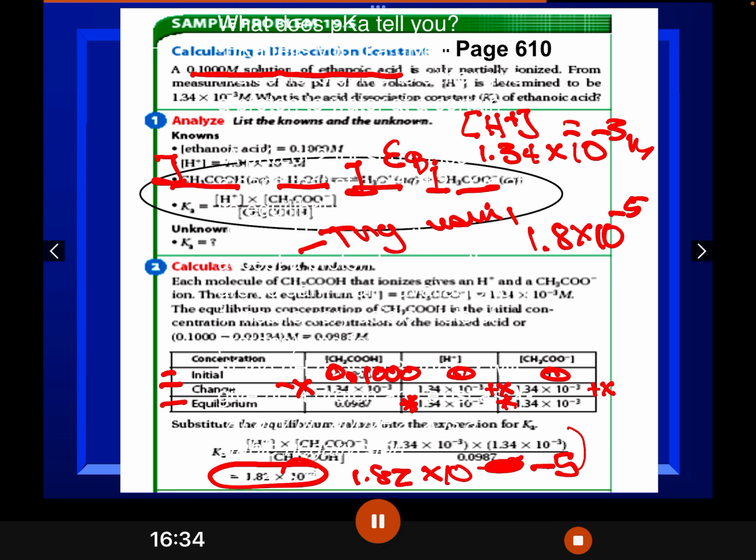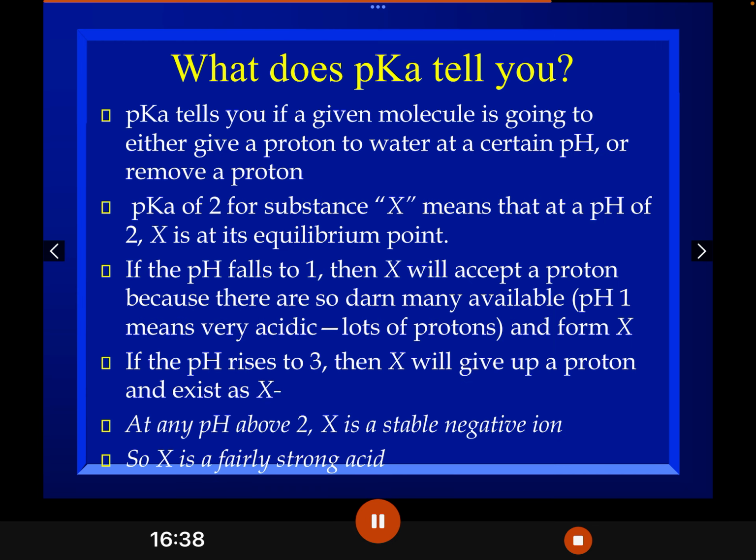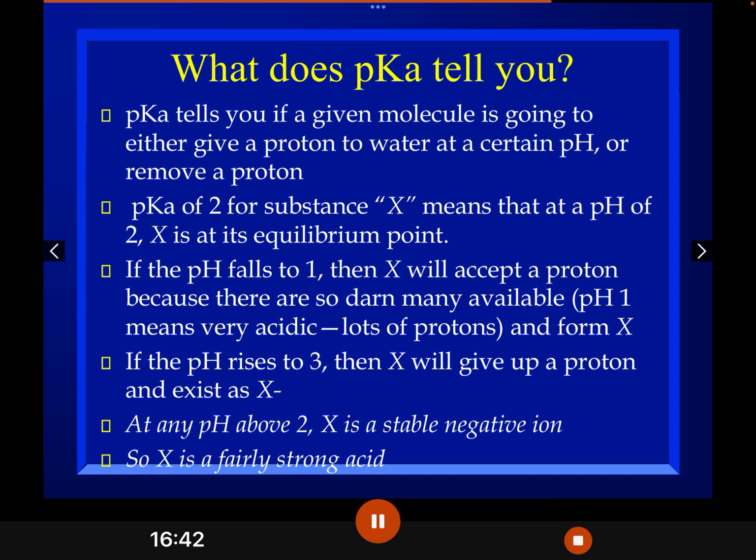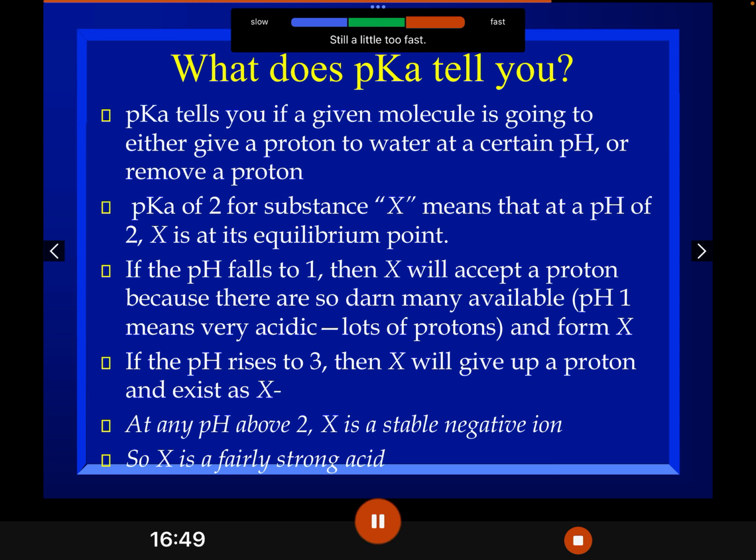Okay, I think that's all I have to do on this slide. Okay, we already have that. Okay, this one I'm just going to let people read if you want to read it. This gives you a little bit more information about what pKa tells you.